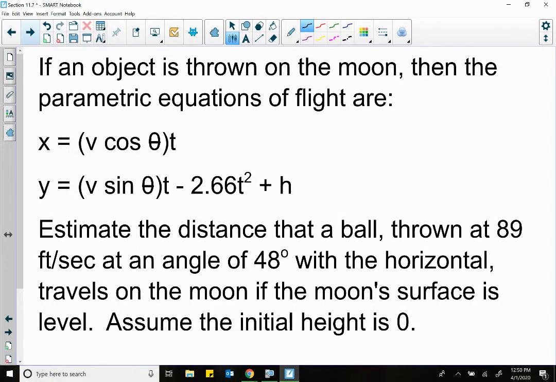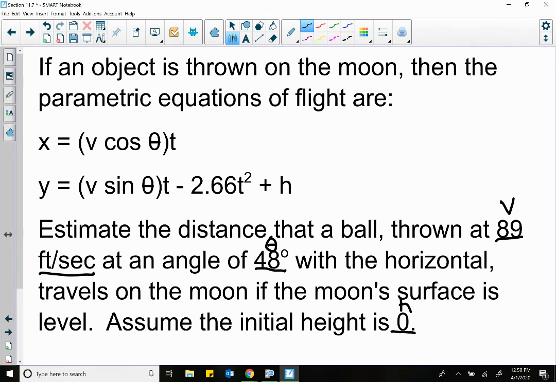Okay, so it says estimate the distance that a ball is thrown at 89 feet per second. This guy right here, that's our velocity. At an angle of 48, so this one right here, that's our theta. With the horizontal travels on the moon, if the moon's surface is level, so we're assuming that it's level. Okay, it says assume the initial height is 0. So this one right there, that's h.